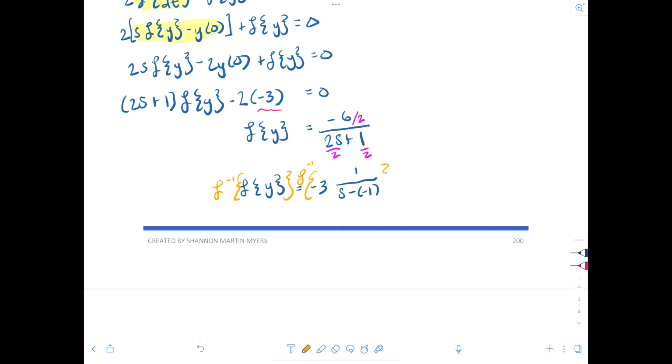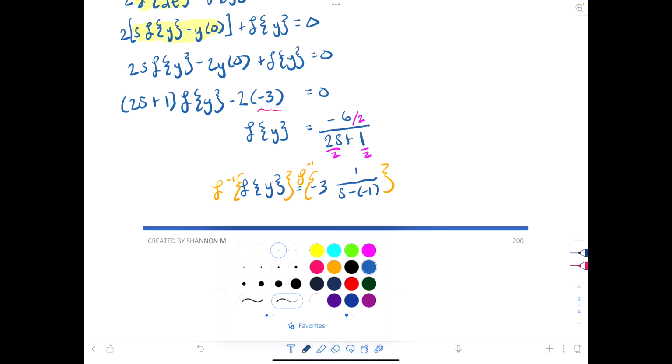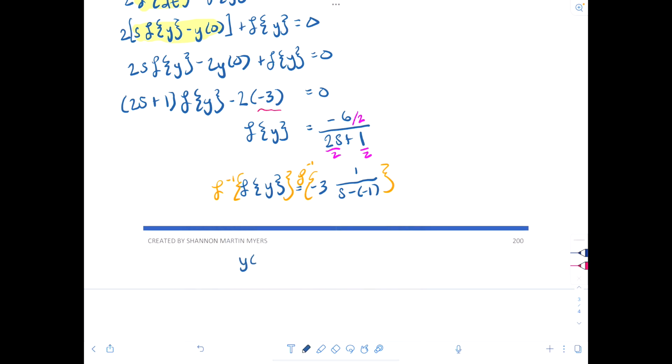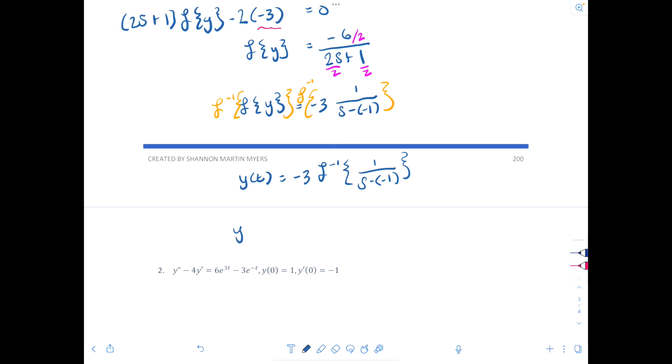to this stuff, we will have y at t equals negative 3 times L inverse at 1 over s minus negative 1. And finally, y at t equals negative 3 e to the negative 1 times t. And we're done. Isn't that groovy?